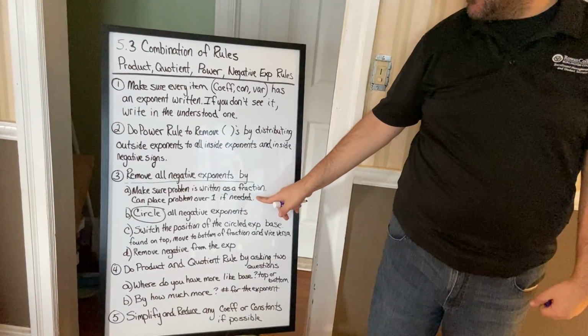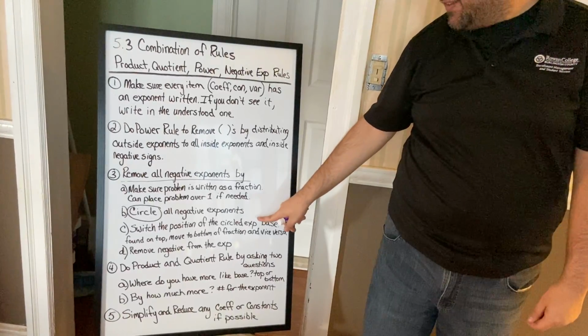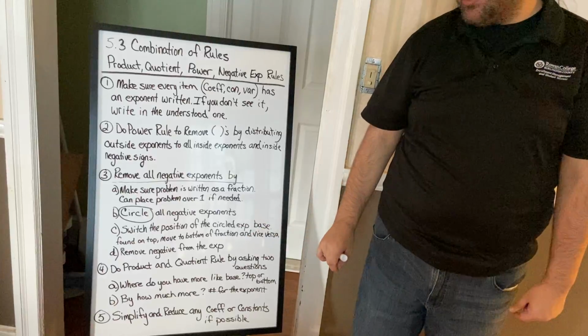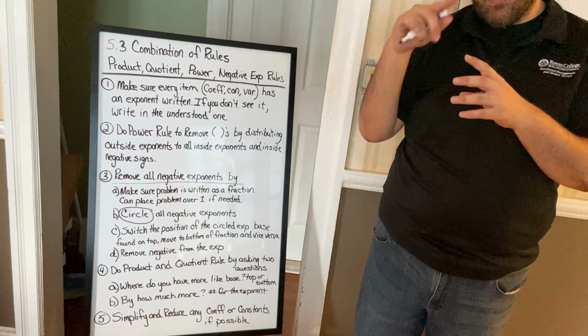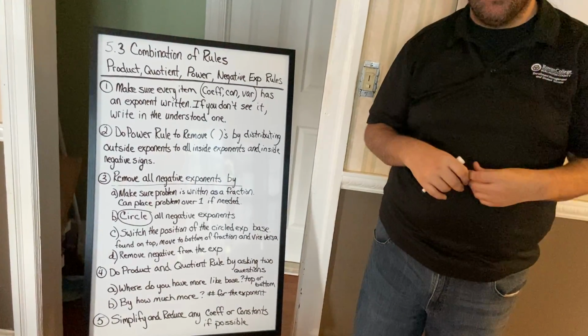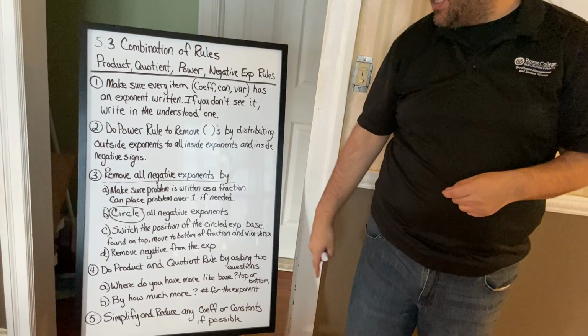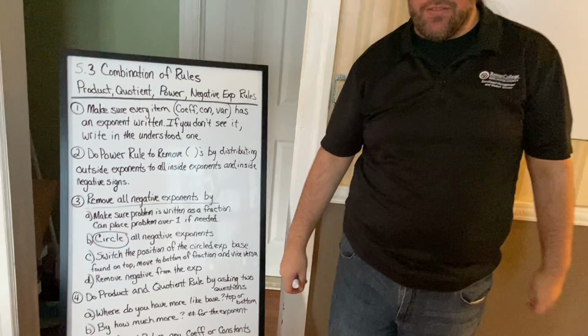After we got through the first 2 steps, the third step says remove all negative exponents. Make sure the problem is written as a fraction. Ours is. We're going to circle any negative exponents. Then we're going to switch the position. Remember, if you found it on top, but it was circled, you have to move that base down to the bottom, and vice versa. And then when you rewrite the exponent, make sure you remove the negative from it.